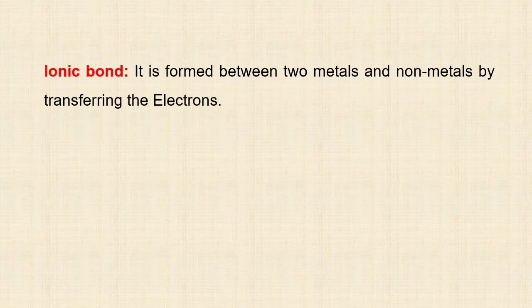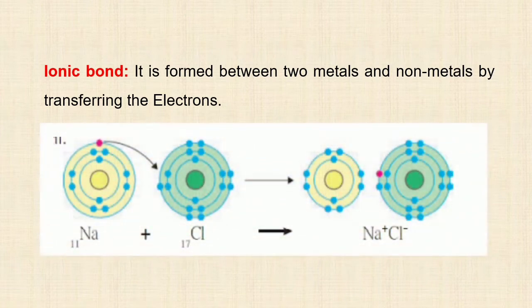First is ionic bond. It is formed between a metal and a non-metal by transferring electrons. Here we can see the picture where sodium metal and chlorine non-metal transfer electrons and form ions, that is sodium positive ion and chlorine negative ion. That's why these atoms have an ionic bond.